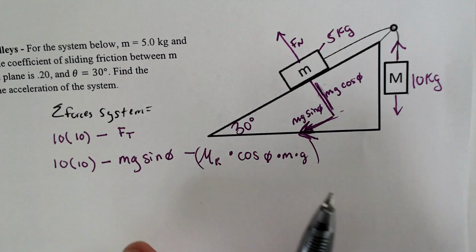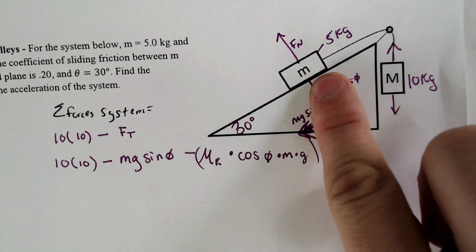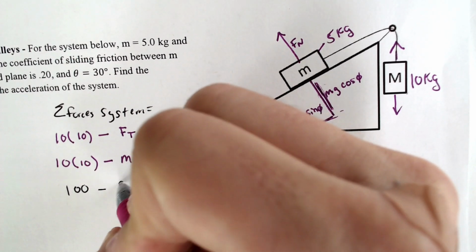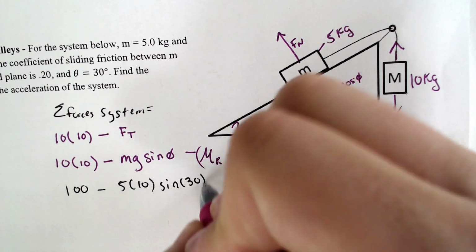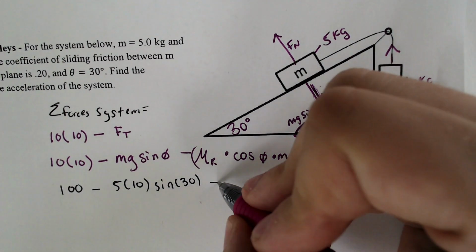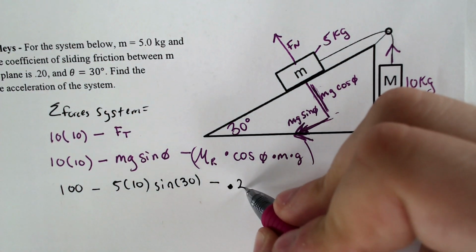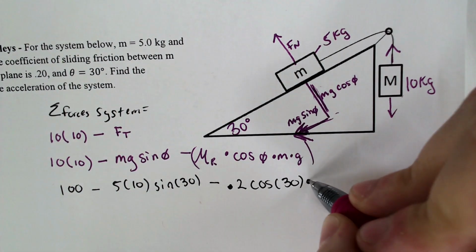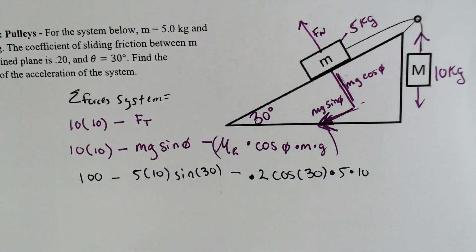All right, well, let's fill in some values. We know the mass of this block is 5. So we got 100, 10 times 10 is 100, minus 5 times 10 for gravity, sine of 30 degrees, minus the friction coefficient, that would be 0.2, cosine of 30, times the mass, times 10. And now all we have to do is do some calculations. Let's see what that all equals.